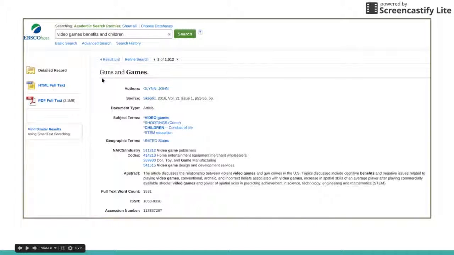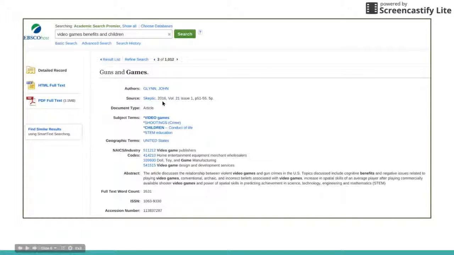Next, I need to know the journal name or the source. I don't have a label for journal name, but I do have one that says source. Just to the right of that is Skeptic. Skeptic is, in this case, the journal name or possibly magazine name. So I found who wrote it, the title, and where it was published. Now I need to know when it was published. Just to the right of my journal name is a publication year. So I would mark that down.